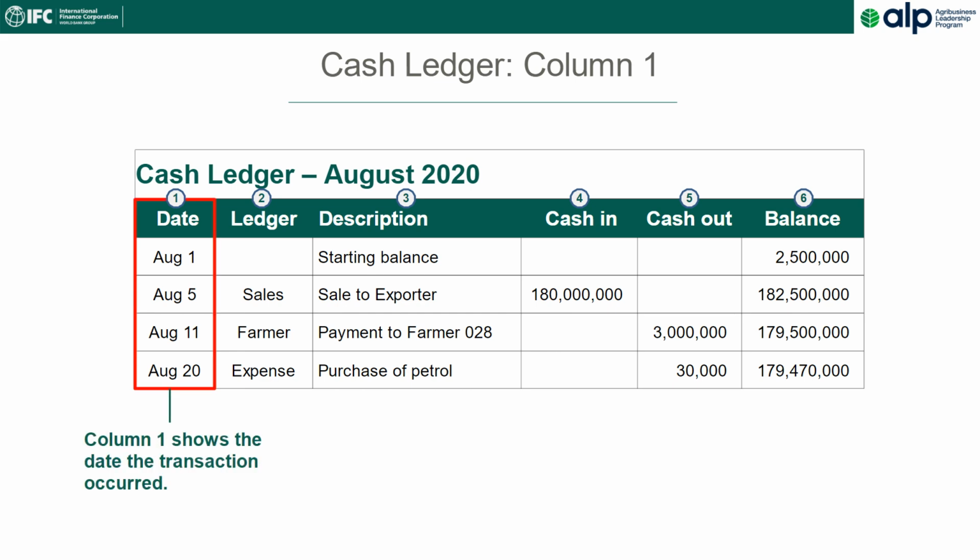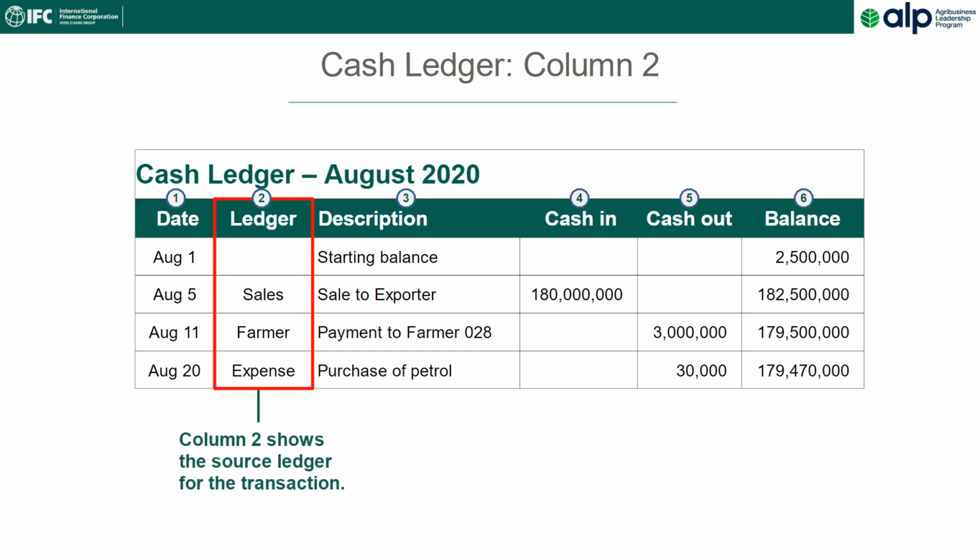Column 1 shows the date the transaction occurred. This is not the date that you updated the cash ledger. In your cash ledger, you may add a column to indicate the date that the entry was made into the cash ledger. Column 2 shows the source ledger for the transaction.